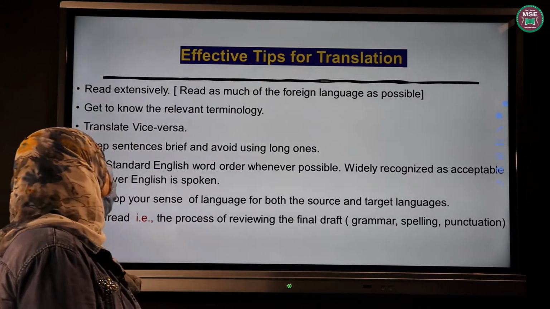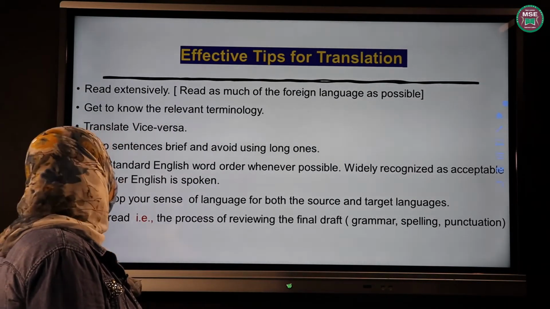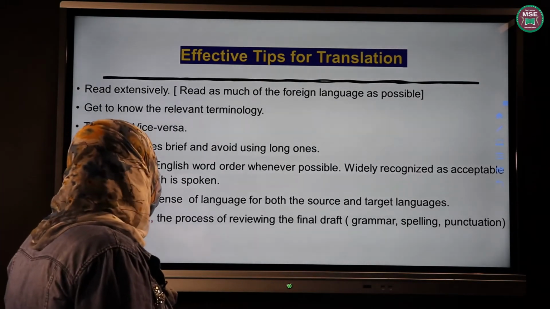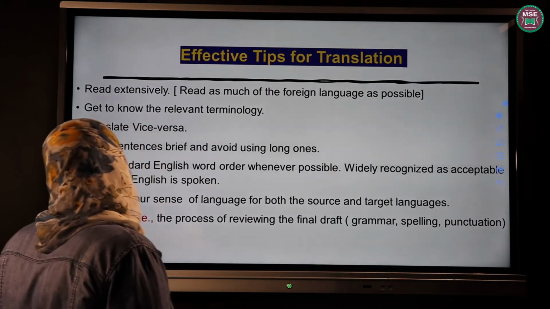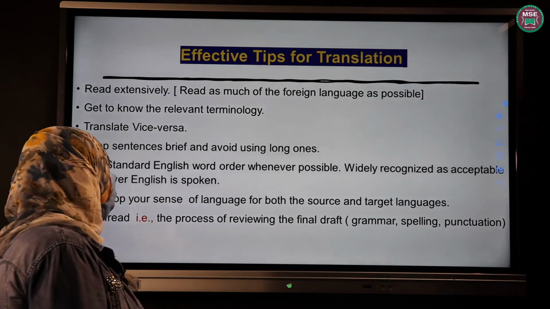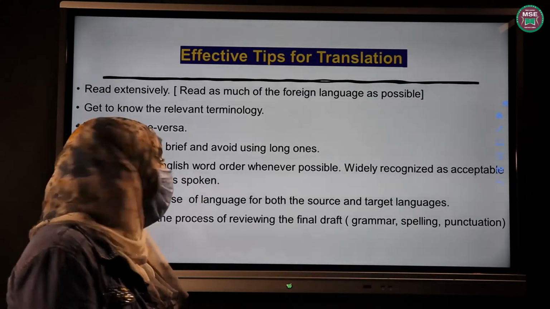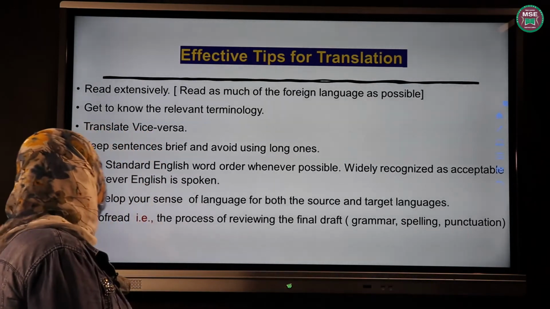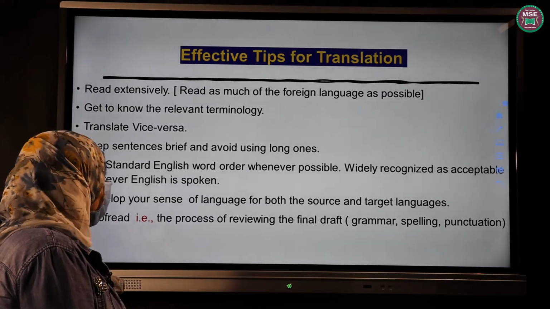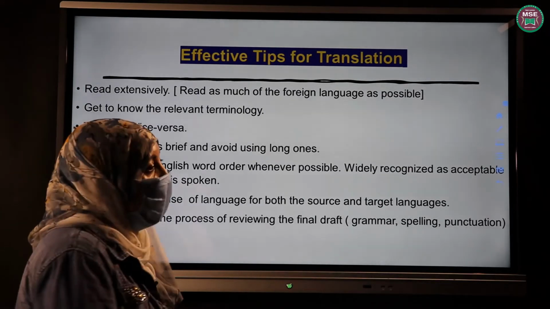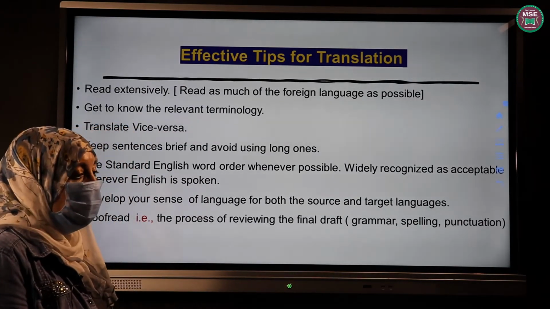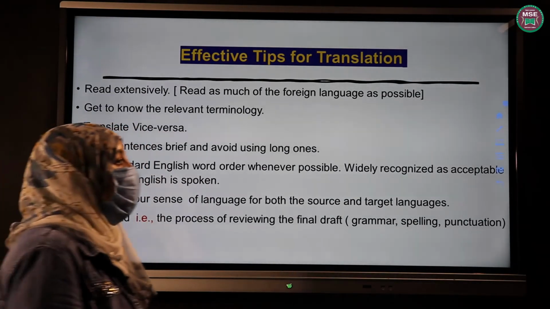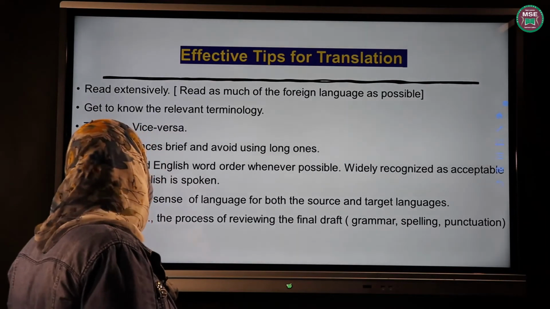Keep sentences brief and avoid using long ones. Use the standard English word order whenever possible, widely recognized as acceptable wherever English is spoken. Try to use formal English to help you in your passages. Develop your sense of language for both the source and the target language. Try to have some sense to know how to translate between the two, or how to differentiate between the two languages, for example Arabic and English.